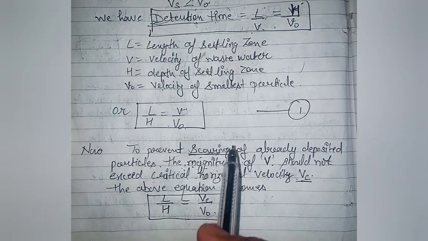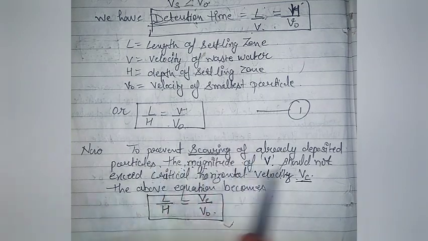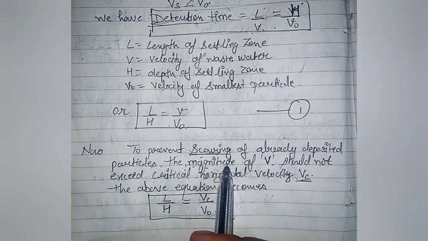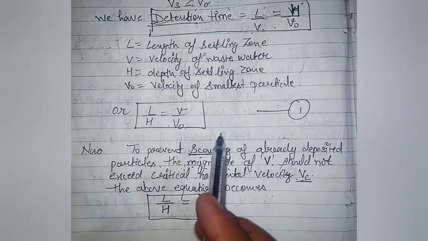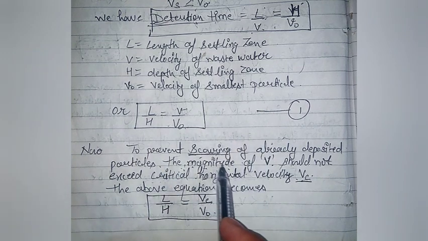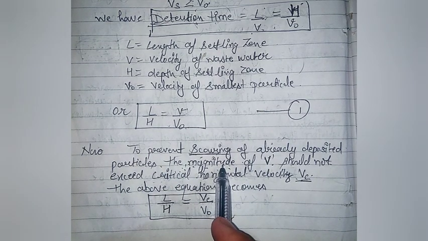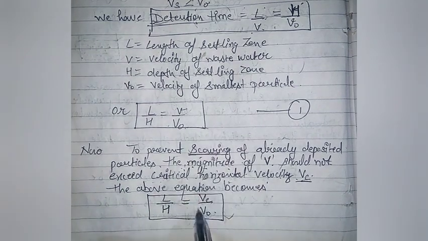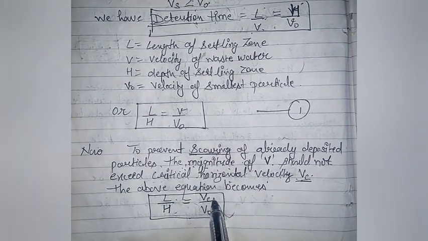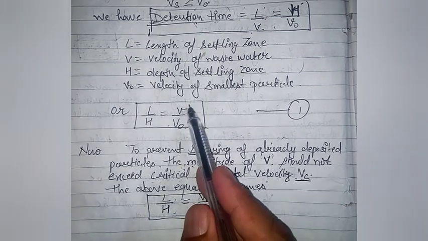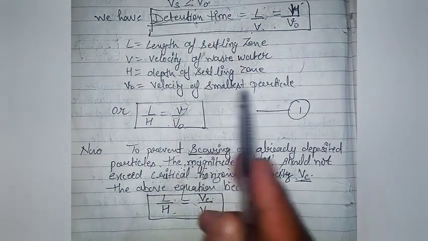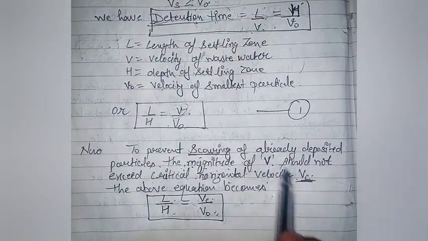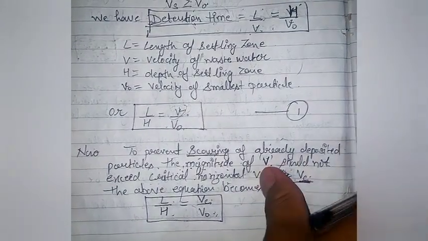It should be within certain limits so that scouring of this material will be prevented, because if scouring action takes place, then the efficiency of the grit chamber will definitely be affected. So this equation becomes L over H equal to Vc over V naught. We are replacing the velocity of wastewater by the critical velocity. So this critical velocity is very important.